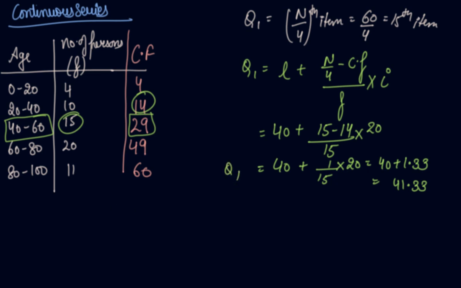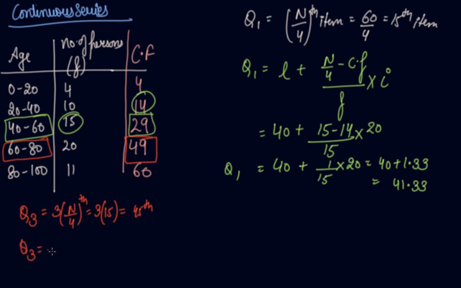Now we have to find out the quartile 3. For that we used to do 3 into n by 4th item. So 3 into 15 is your 45th item. So 45th item comes here in this cumulative frequency. So this becomes your quartile class in quartile 3.